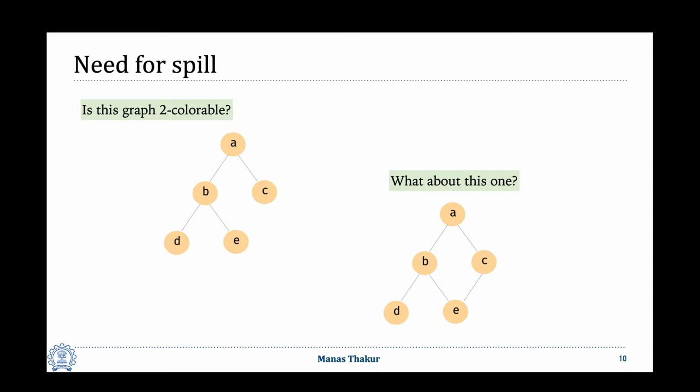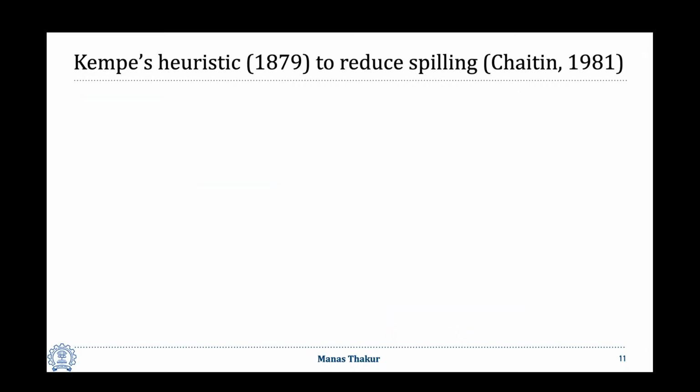So it looks like such a pattern was observed by people many times, and then most compilers that use graph coloring use somebody called Kempe, who existed before compilers or programming existed. He, in 1879, had come up with a tweak in the original algorithm to reduce spilling, and that tweak was adopted by a person named Chaitin in 1981.